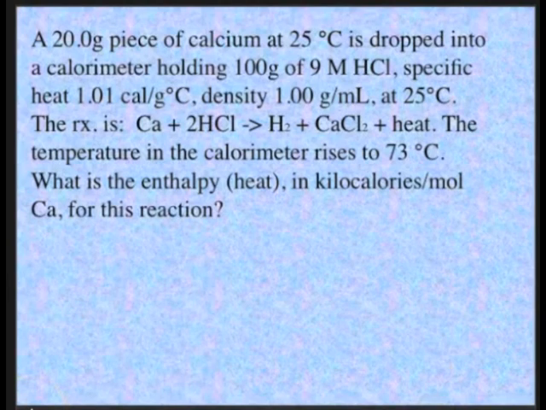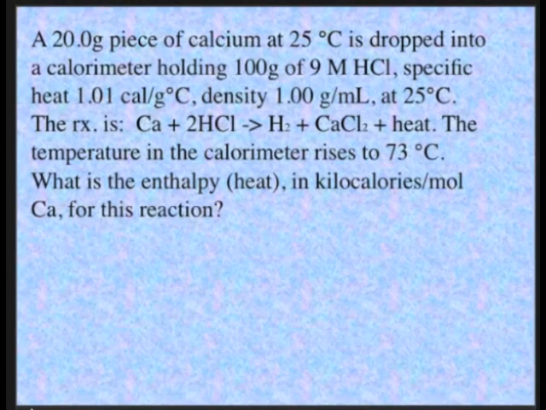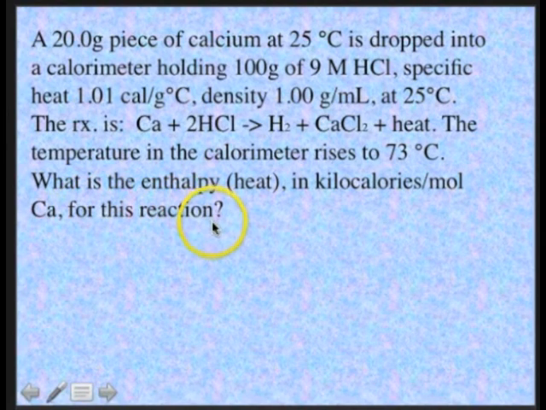So here's one. A 20-gram piece of calcium at 25 degrees is dropped into a calorimeter holding 100 grams of 9 molar HCl. And the specific heat is there, 1.01, the density 1.0 gram per milliliter at 25 degrees. The reaction is calcium plus 2 moles of HCl yields hydrogen gas and calcium chloride and heat. The temperature in the calorimeter then rises to 73 degrees. So what's the enthalpy in kilocalories per mole for this reaction?